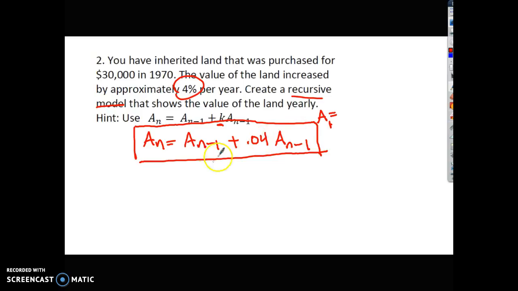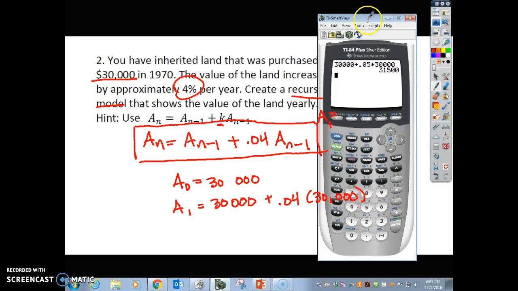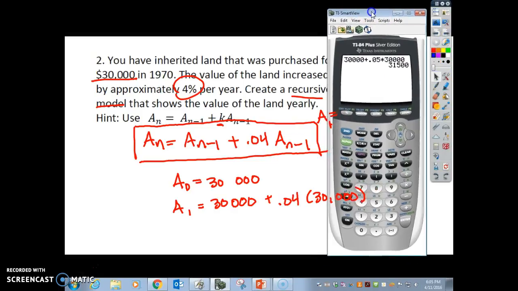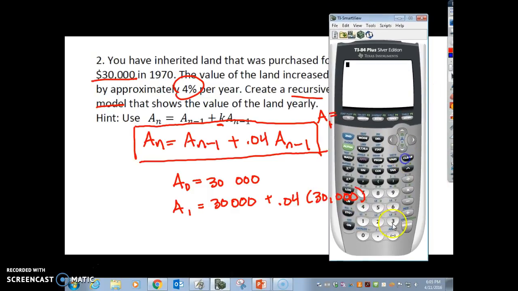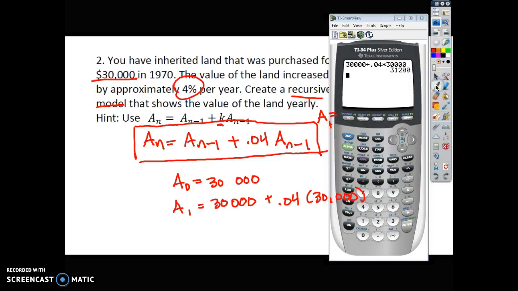If I want to find a of 1, I have to find a of 0. A of 0 is the initial value. The initial value here is 30,000. If I want to find a1, this tells me to go to the previous value, which is 30,000, plus 0.04 times 30,000. So how much would that be? So you see this was from the last quiz. So 30,000 plus 0.04 times 30,000. It is 31,200. So this is 31,200.